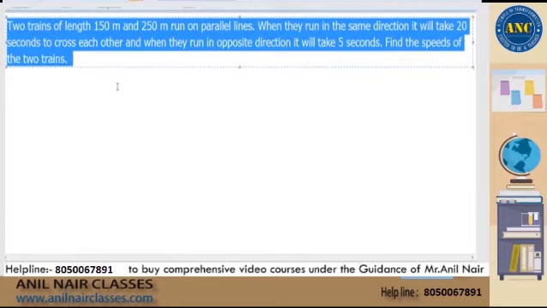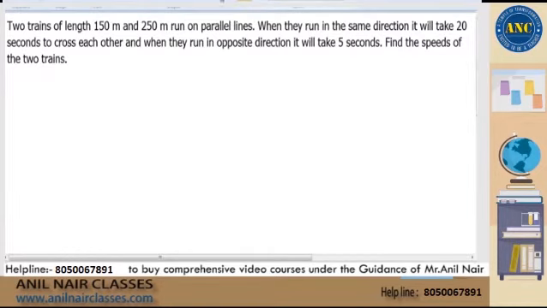Now see here. The question is, two trains of length 150 meters and 250 meters run on parallel lines. The total length is 150 plus 250. We all know that the numerator is always L1 plus L2. So it is 400 meters.